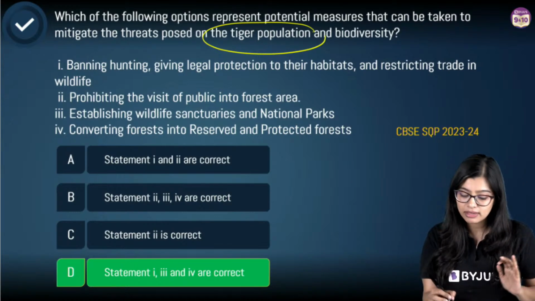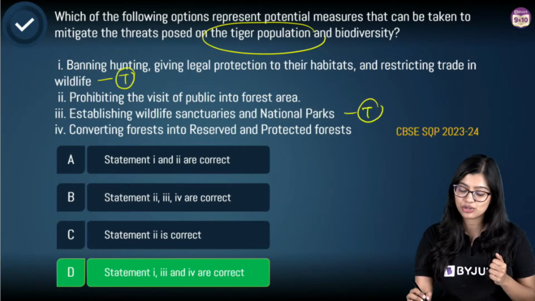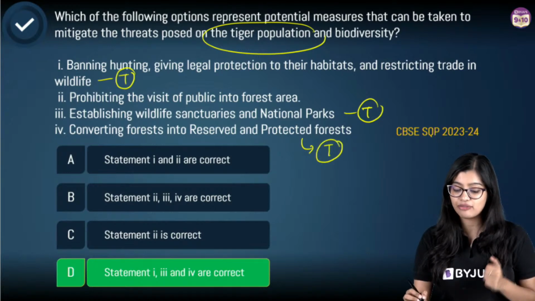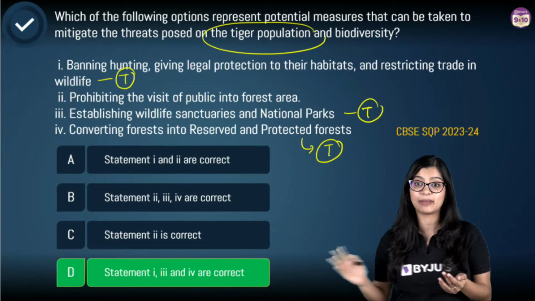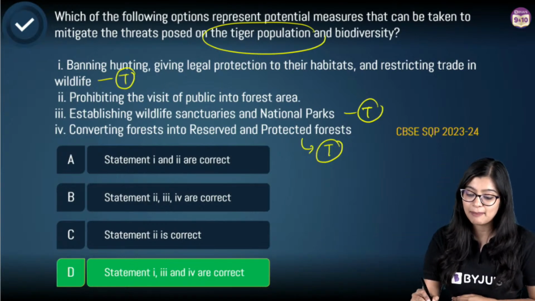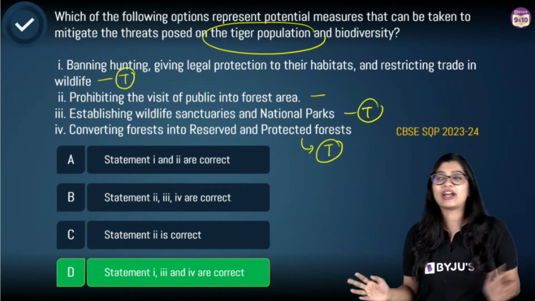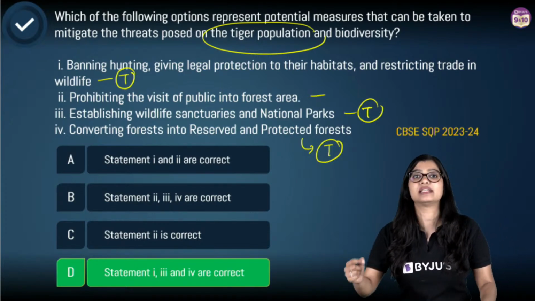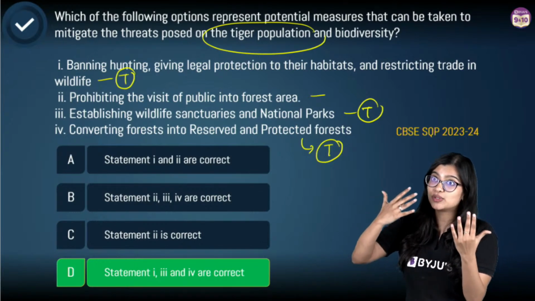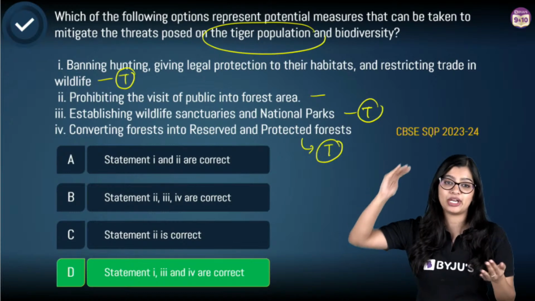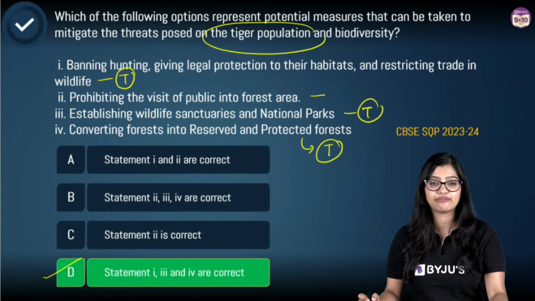I can ban hunting, it will help me, right? I can establish protected areas like wildlife sanctuaries and national parks. I can declare the forests as reserved or protected areas because then they will come under the government and be administered properly. But banning the public from entering is not going to help in any way. If I tell the public not to come, okay, they won't come, but there are still various other factors. It's not helping the tiger population to increase, right? Which is why in this case, the correct answer is 1, 3 and 4.